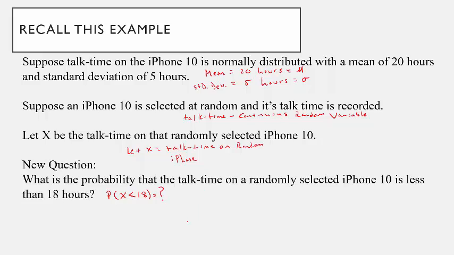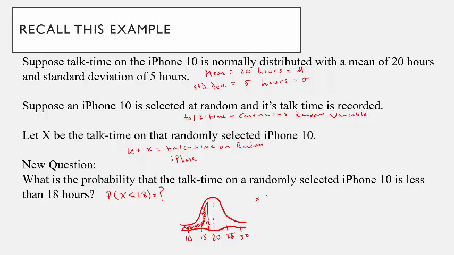Okay, so the way you would normally do this is we draw the density curve for the normal distribution. It's centered at 20, and I'm just going to do a couple standard deviations on each side. So 18 is right here. What you would do is shade in the area to the left because you want less than. But notice how it doesn't fall on a nice standard deviation.